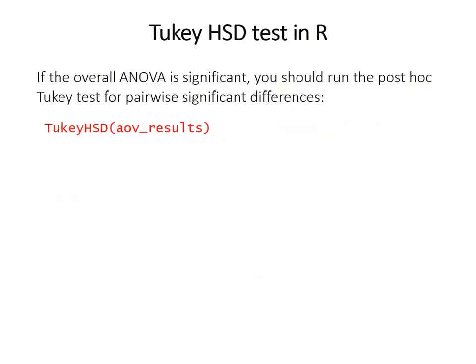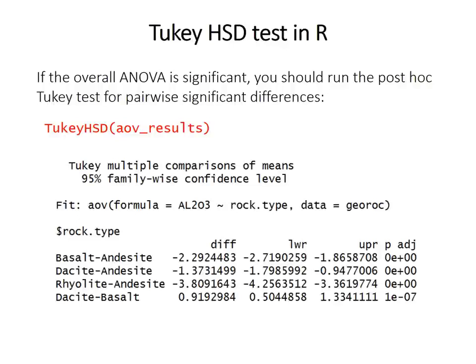So if you get a significant result with your overall ANOVA, you should next run the Tukey test, and that's the second reason why you need to store your ANOVA results as a variable, because the Tukey test operates on those ANOVA results as its input. So you basically just say Tukey HSD, note the capitalization, and then in parentheses just put in the results from the ANOVA. What you'll get is something that looks like this.